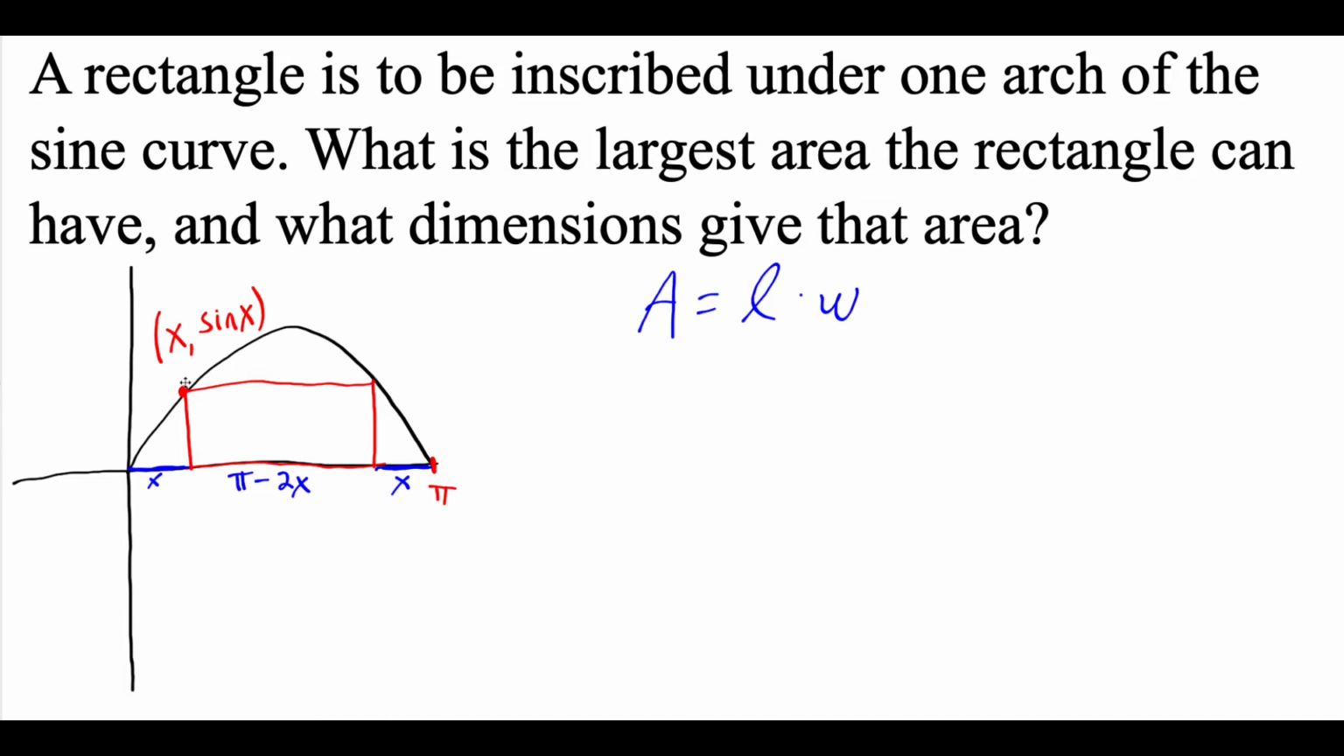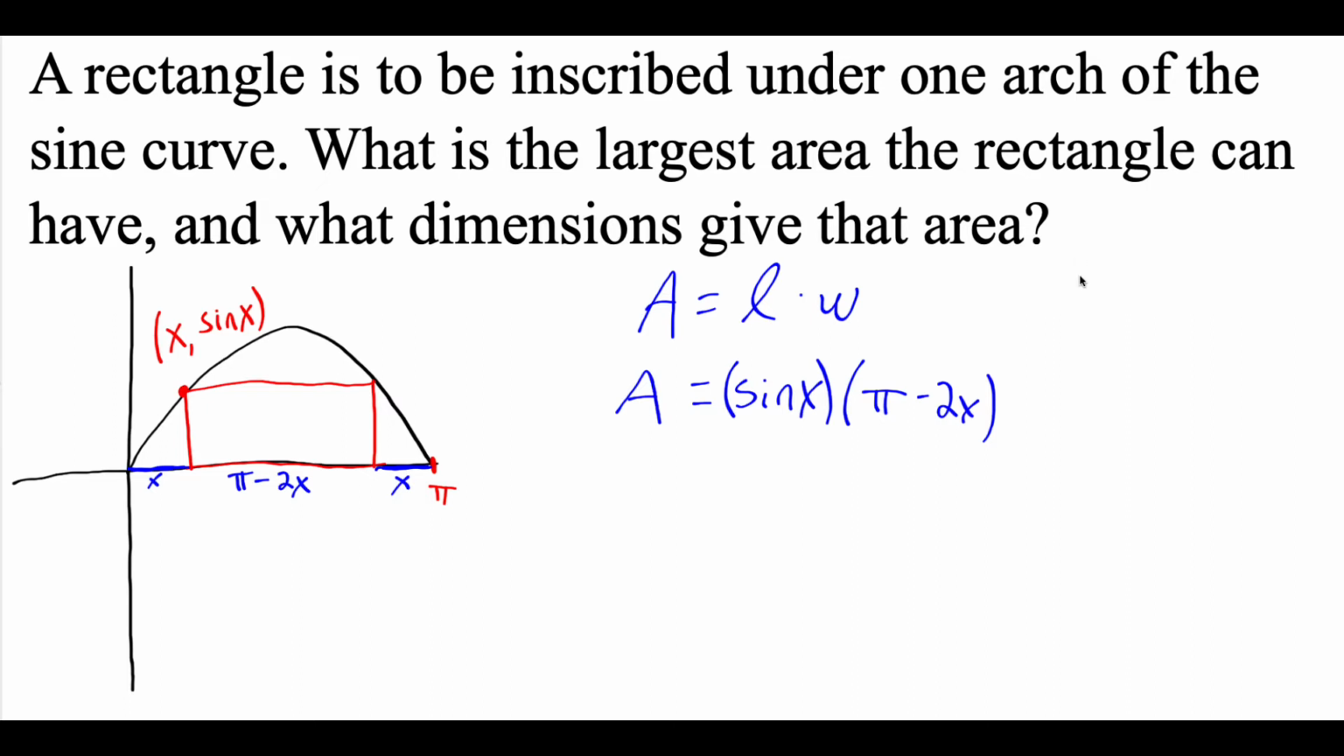So as far as the height goes, we said that that was going to be just the sine of x. And then the width of our rectangle was going to be that pi minus 2x. So this is going to be our area function that we're looking to maximize. Now, in order to actually build this rectangle, we can't go past the halfway point of this arc.